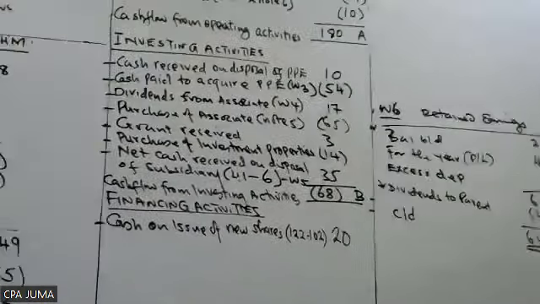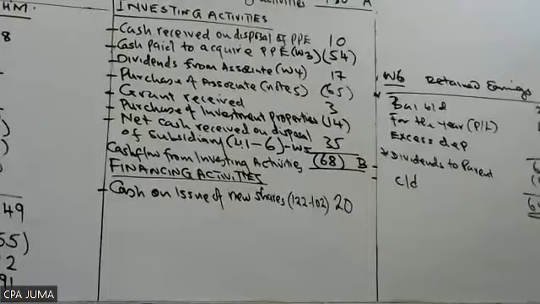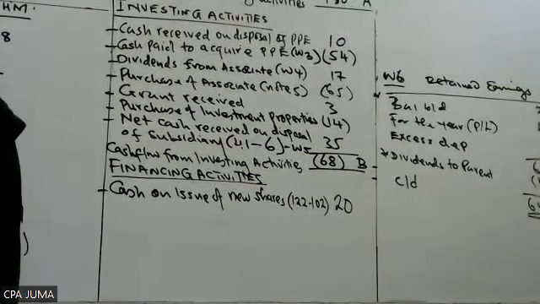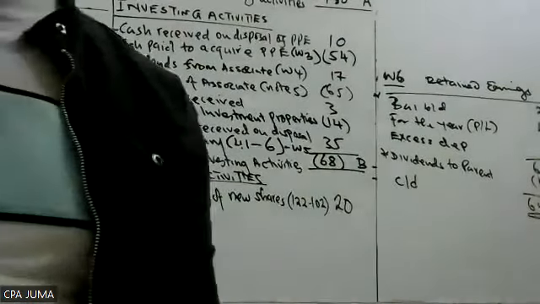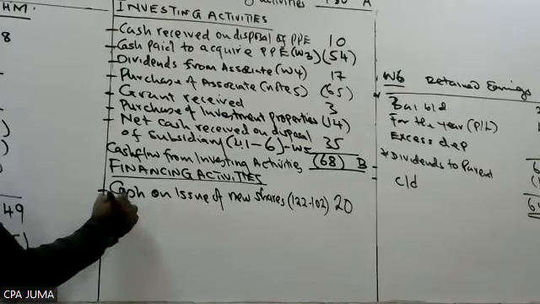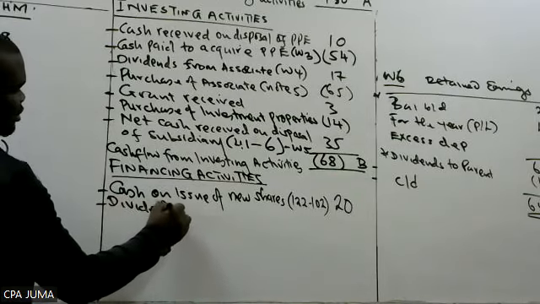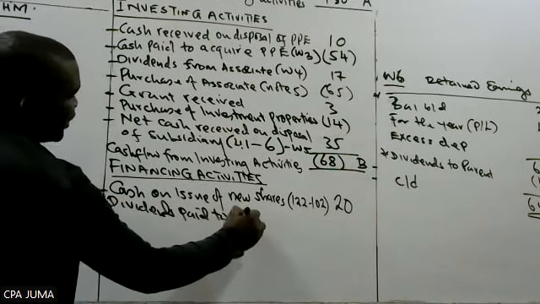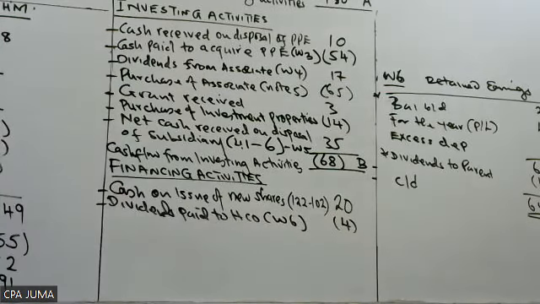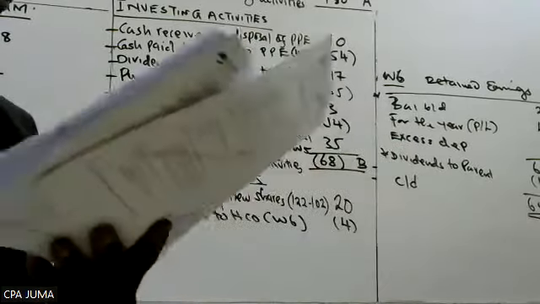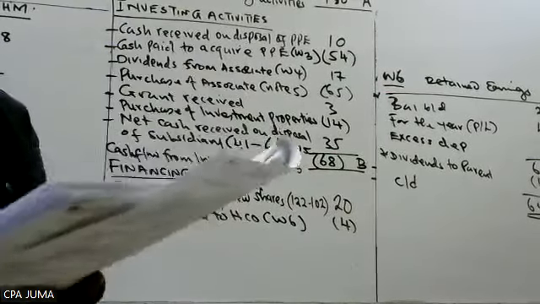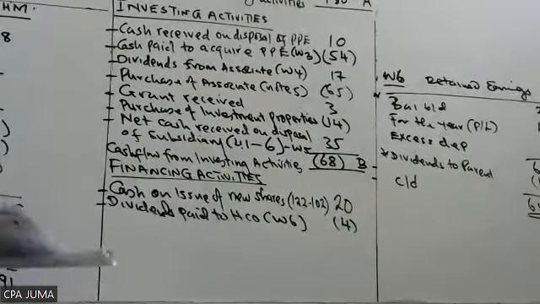So in your cash flow, bring the dividends paid. Dividends paid to holding company, working 6-4. That is a cash outflow. What item came after retained earnings? Other components of equity, those are revaluation. Revaluation has no cash flow.